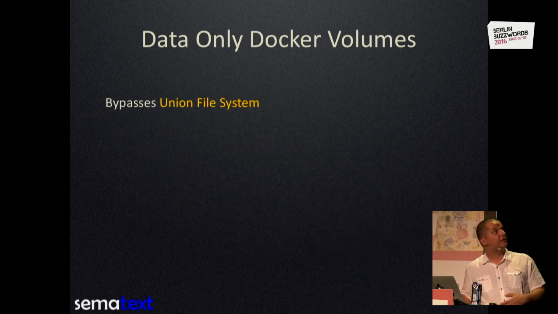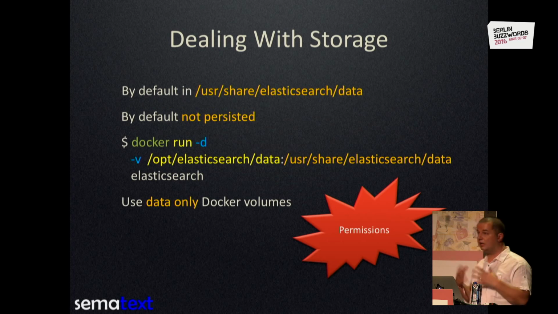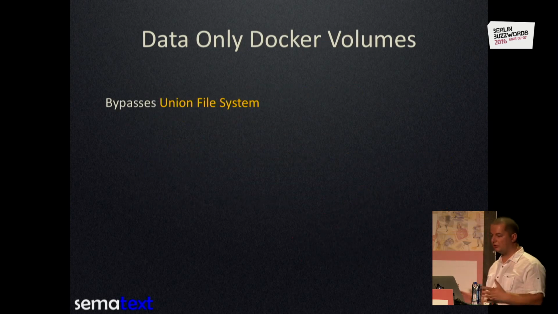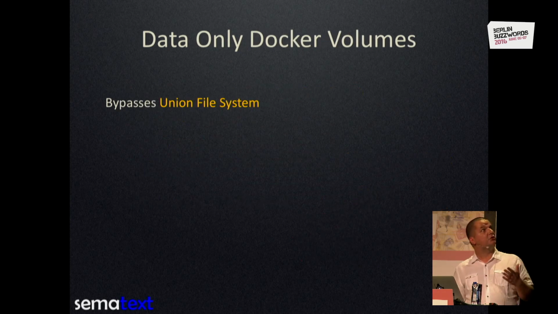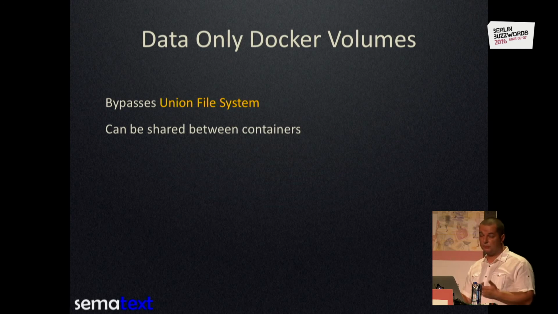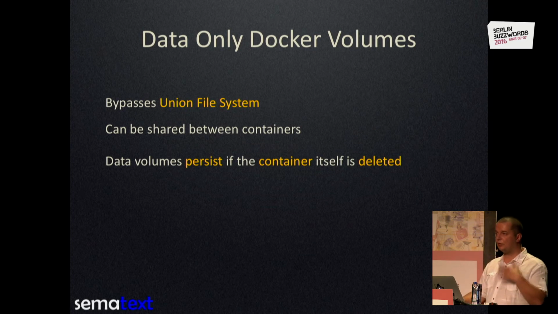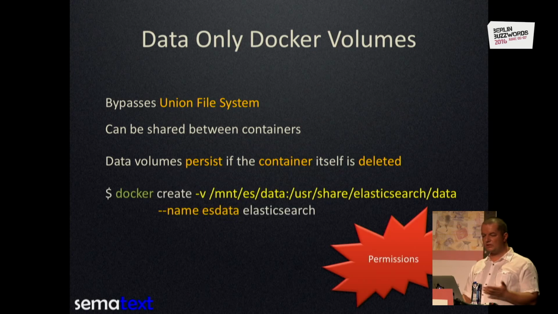And the second thing is using data-only Docker volumes, which are persisted and can be shared between containers. So they bypass the union file system, they can be shared between containers, as we just said, and the container can be deleted and the data will still be persisted on disk inside a separate volume container. So how to create them?